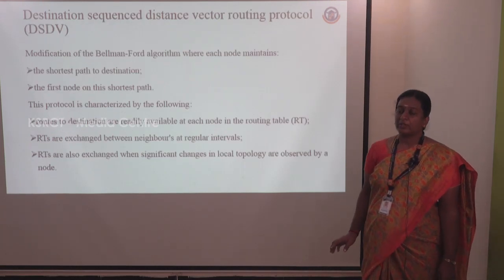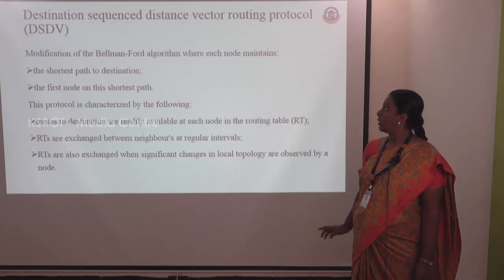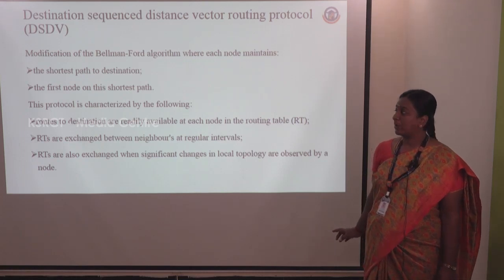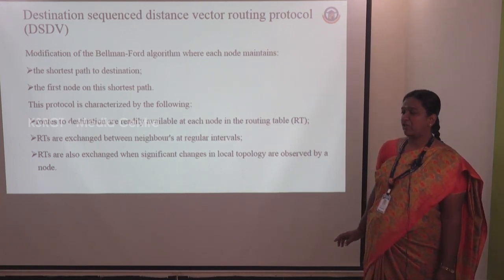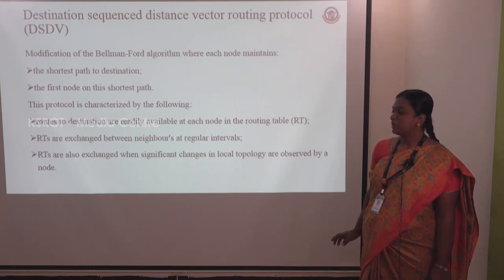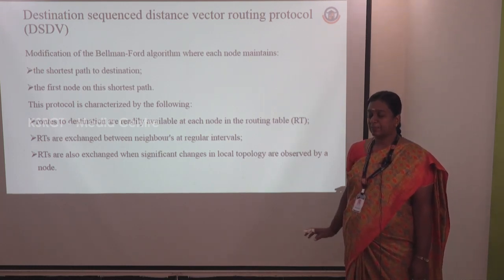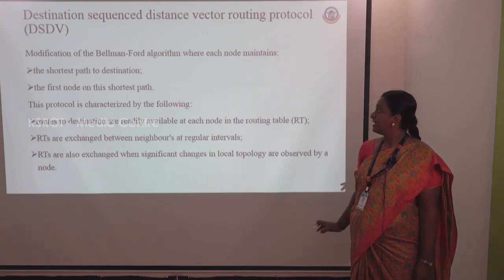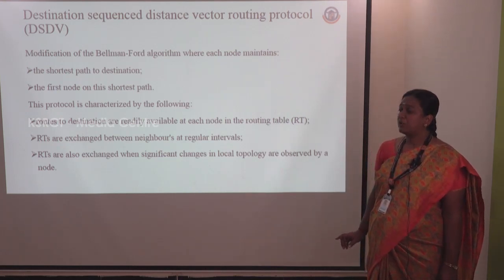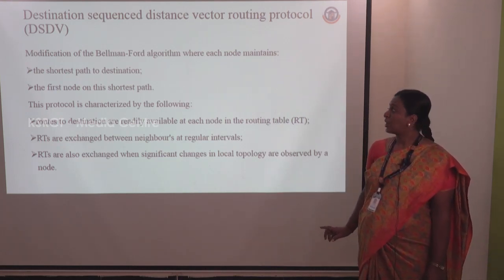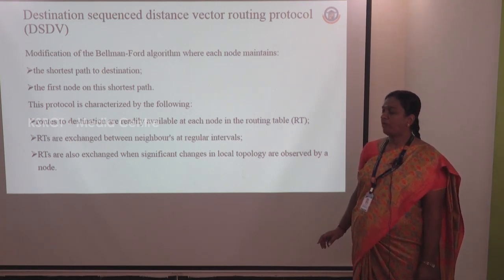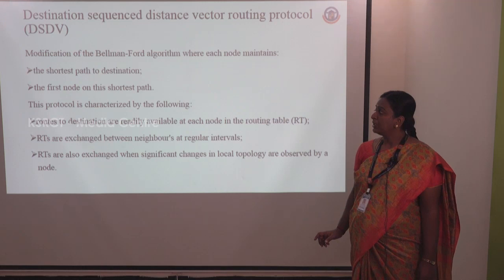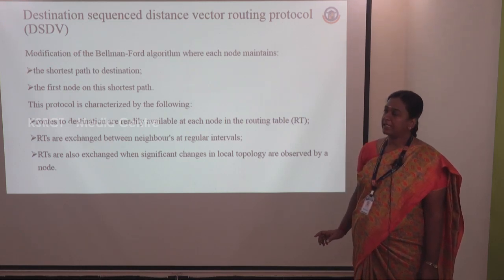Today we are going to discuss the destination sequence distance vector routing protocol. This protocol is based upon a modification of the Bellman-Ford algorithm. This algorithm has some properties and characteristics. It maintains two important factors: the shortest path to the destination as well as the first node of this particular shortest path. Both parameters are maintained here.